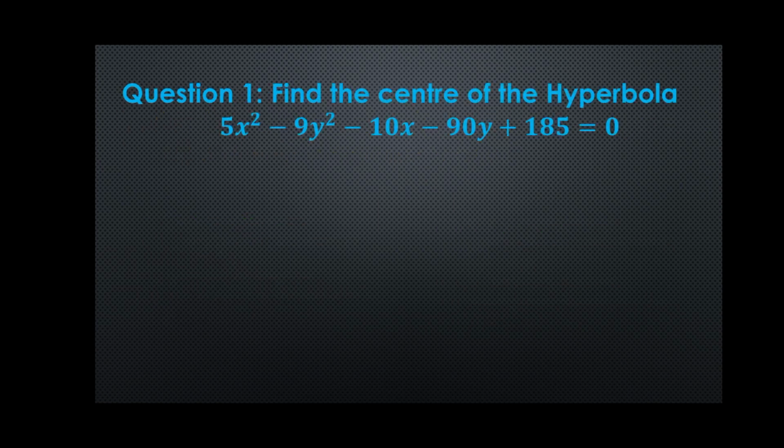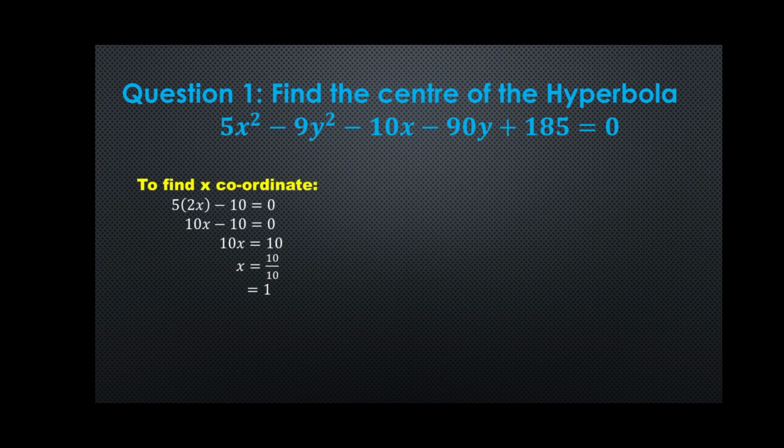For example, find the center of the hyperbola 5x square minus 9y square minus 10x minus 90y plus 185 equal to 0. To find the x coordinate, differentiating 5x square minus 10x, 5 into 2x minus 10 equal to 0, which will be x equal to 1.